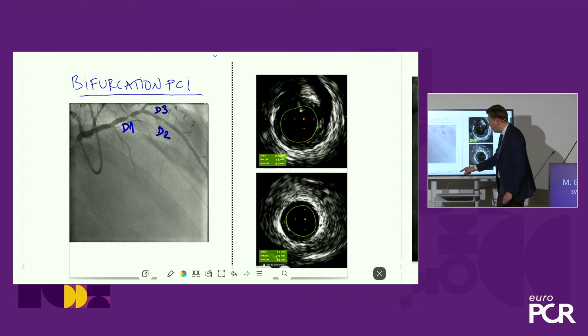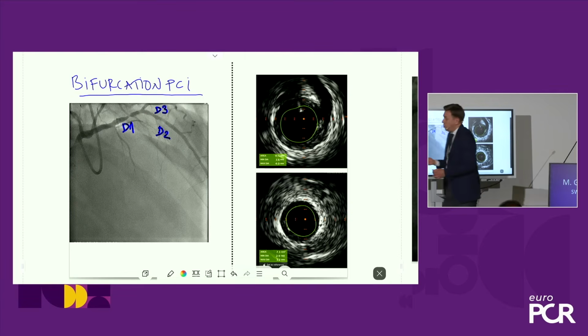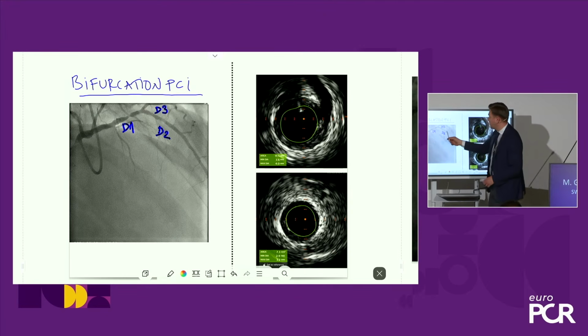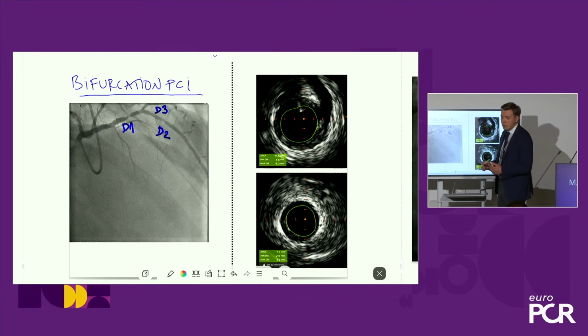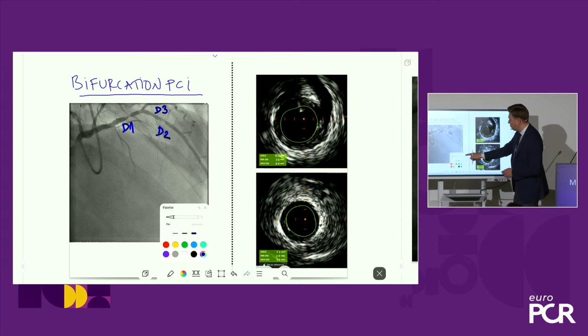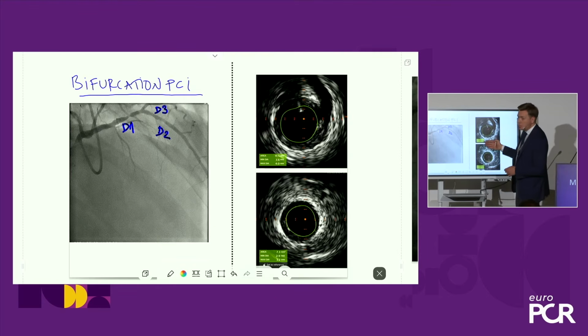What I wanted to emphasize here is the following. Basically, you have a bifurcation PCI, and one of the first things when you approach a bifurcation is to be aware of the three diameters that you have. Diameter 1, proximal main vessel, 2, distal main vessel, and 3 is the side branch. So there is a difference in diameters, and when you try to size your stent based on angio, you're never going to be as accurate as when you size your stent based on IVUS. So that's the first reason why using a low contrast technique forces you to be more accurate. Second important thing is the landing zone.